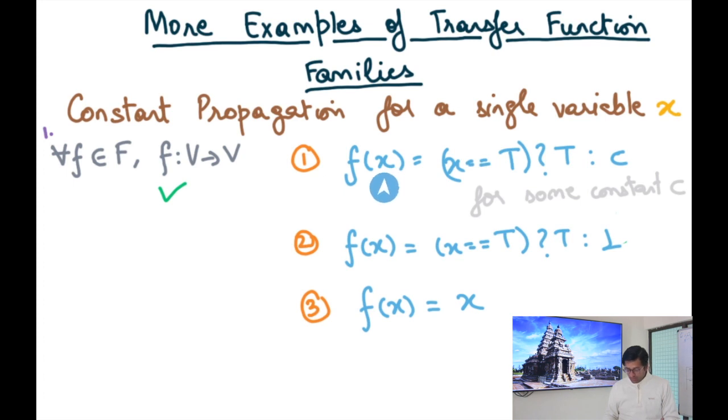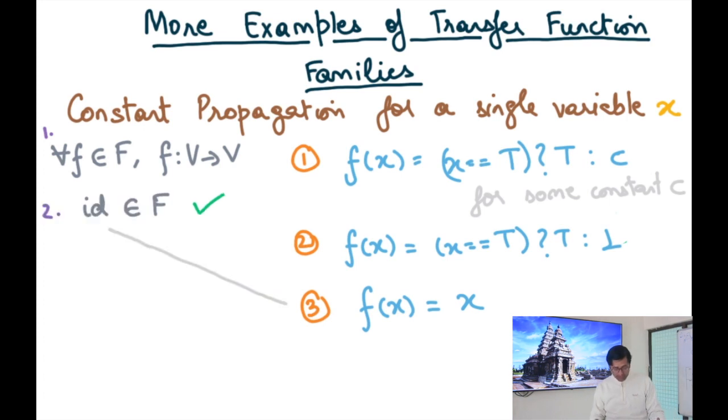So it's easy to see that, because the domain of values is either top, bottom, or one of the constants, and the values that are being returned by each of these functions are also one of either top, bottom, or one of the constants. So it's very easy to see that all the three functions actually satisfy the first requirement.